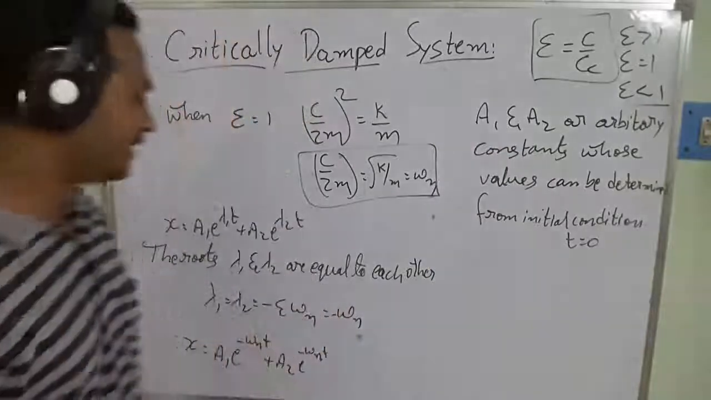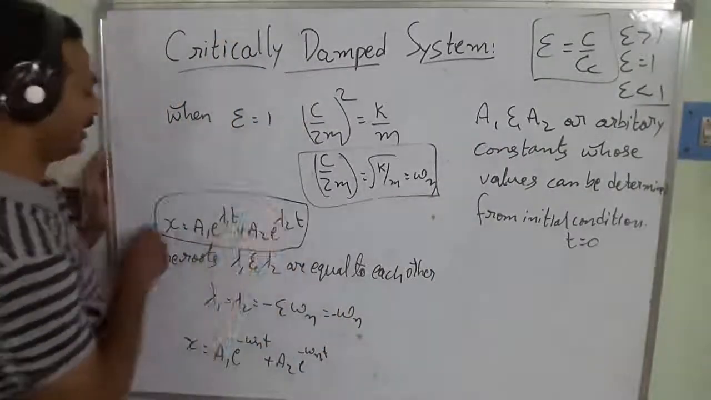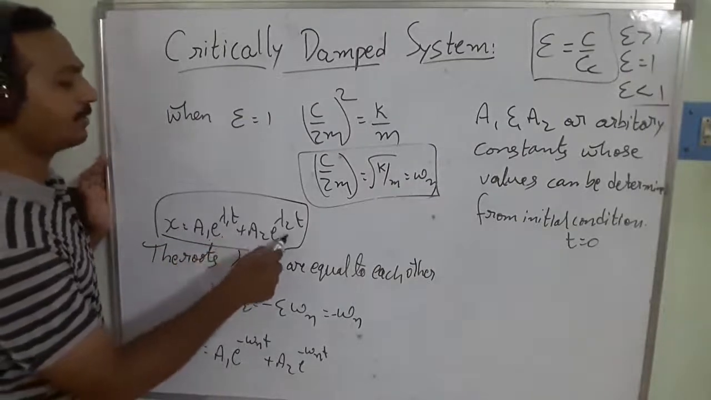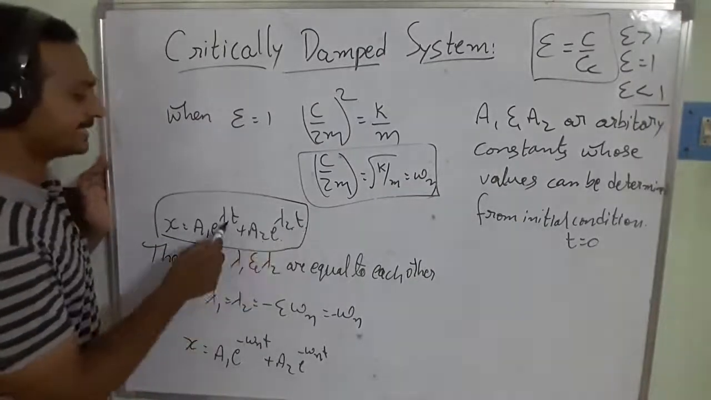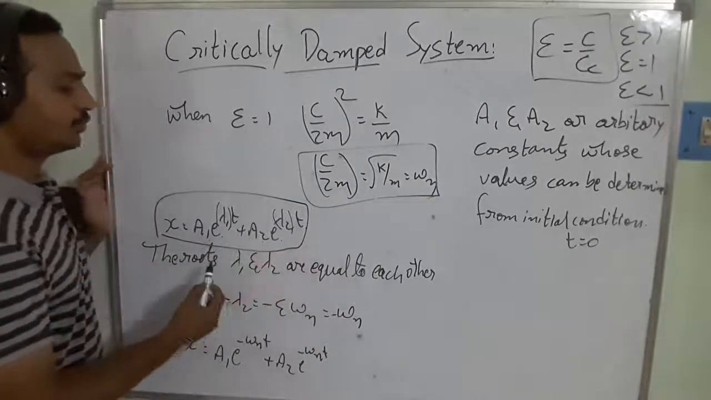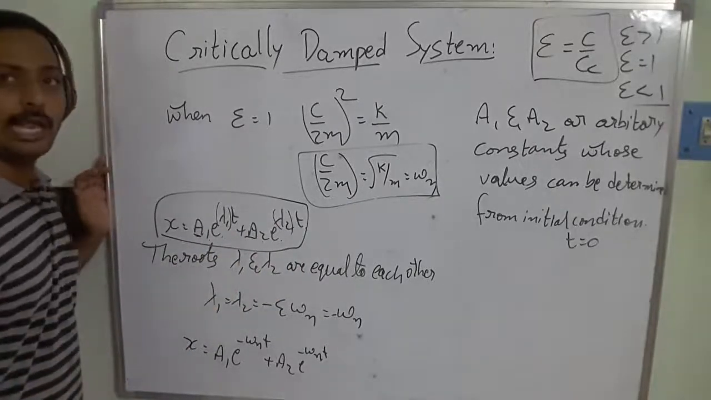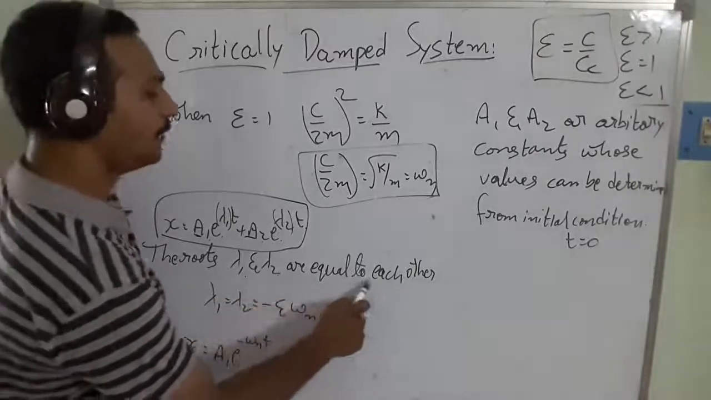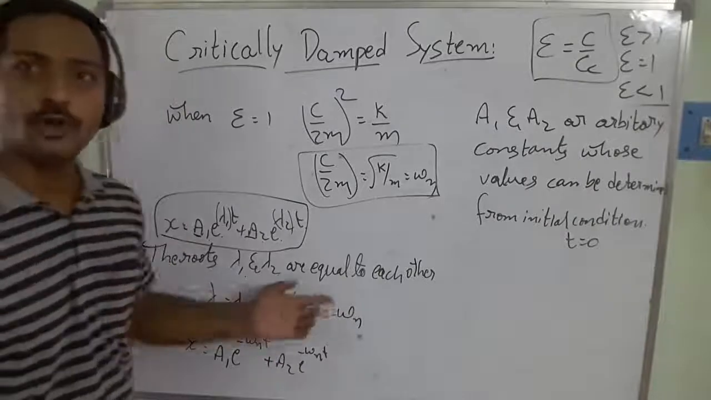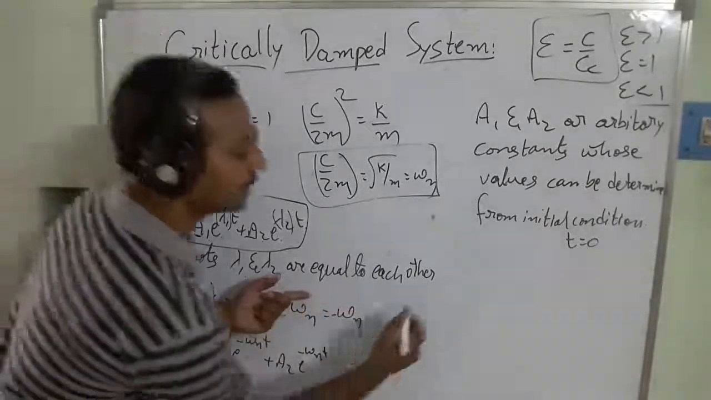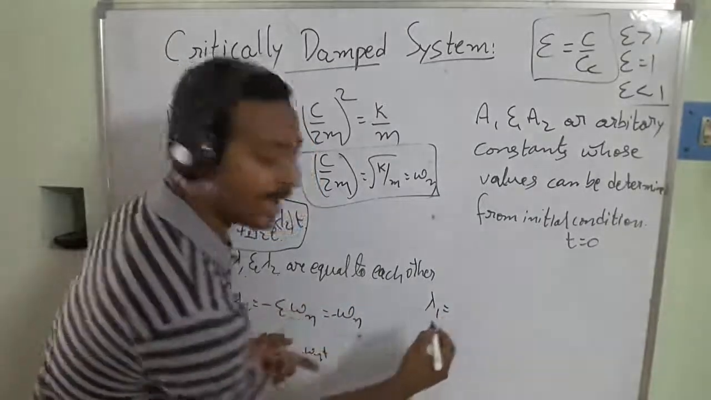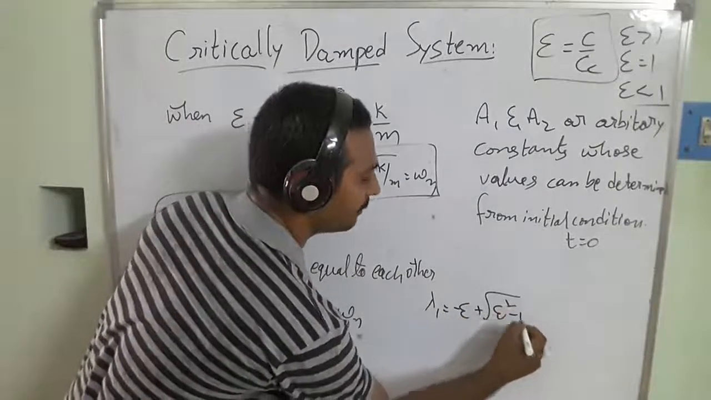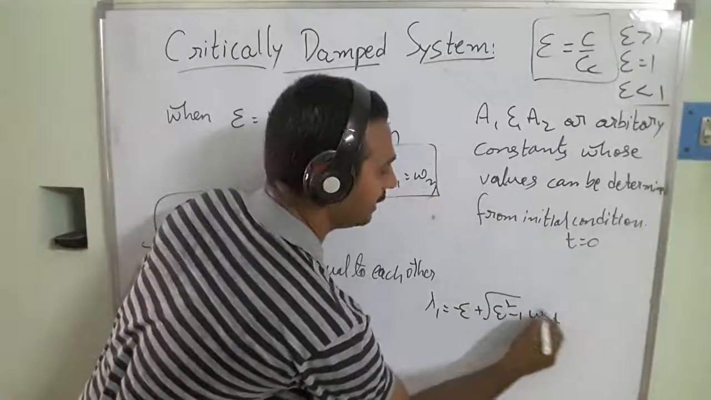As we know, the displacement equation for damped vibrations is x equal to A1 e to the power of lambda 1 t plus A2 e to the power of lambda 2 t. So we have to find lambda 2 and define A1 and A2. The roots lambda 1 and lambda 2 are equal to each other. How? We know lambda 1 is equal to minus epsilon plus square root of epsilon squared minus 1, times omega n t.